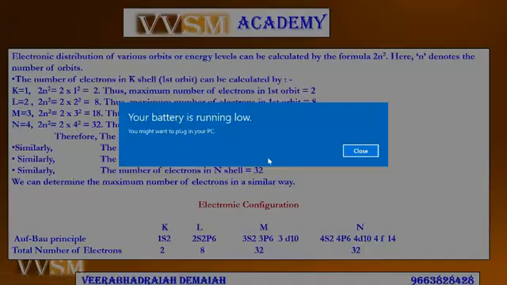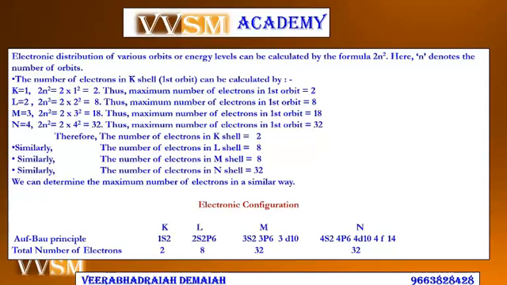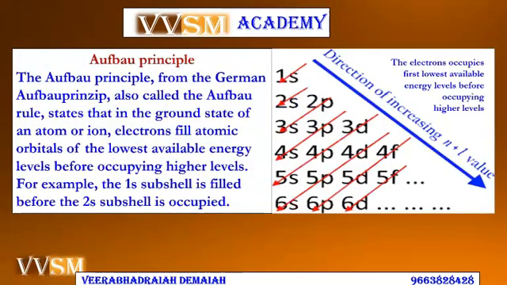I'm very sorry. Another important thing, my dear friends, is electronic configuration using the Aufbau principle. The total number of electrons in the principal energy levels, which are K, L, M, N, is 2, 8, 18 and 32. It's very important in the distribution of electrons.